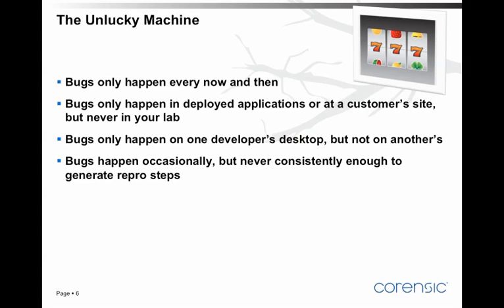Now, the unlucky machine, where that bug happens, may have a bug only every now and then. Sometimes that unlucky machine may run flawlessly. Another time is when you have a bug that only happens in a deployed application, or even worse, at a customer site, but never in your lab. And tracking down those bugs is also very difficult. Sometimes a bug only happens on one developer's desktop, but not on others. And in other cases, bugs may happen occasionally, but never consistently enough to generate repro steps so that you can cause the bug to happen consistently. That's because concurrency errors don't always manifest themselves consistently.